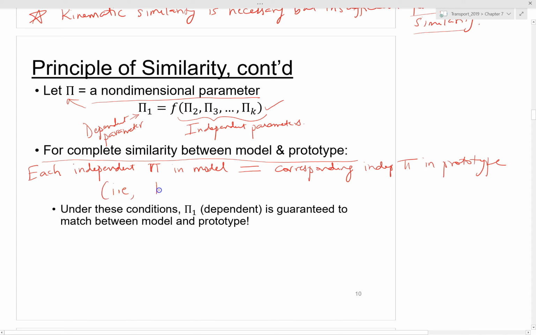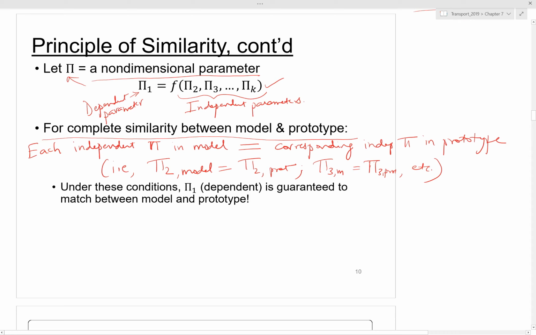That is, pi 2 model equals pi 2 prototype, pi 3 model equals pi 3 prototype, etc. Under these conditions, your pi 1, the dependent pi, is guaranteed to match between the model and prototype because your right hand sides are scaled or matched.